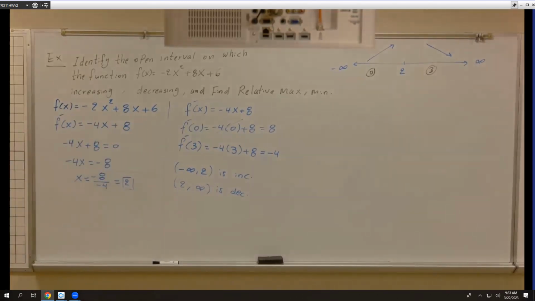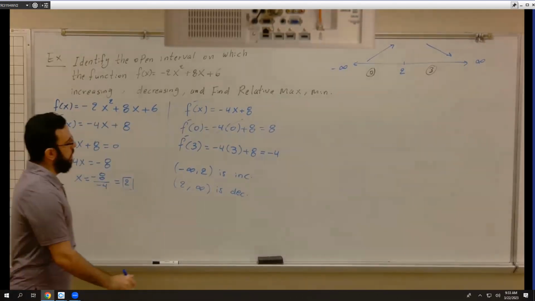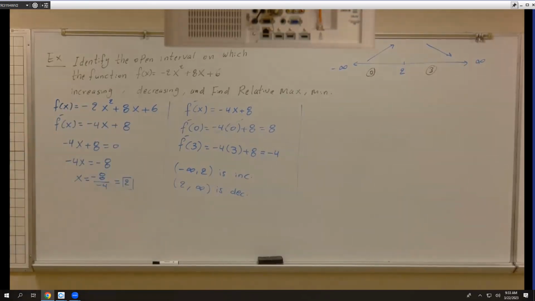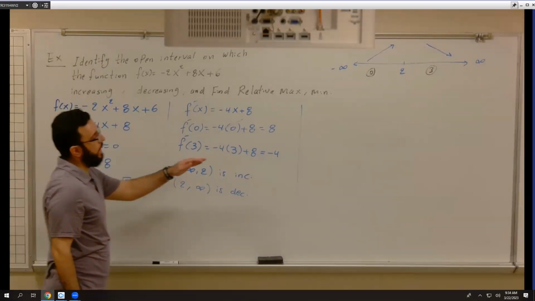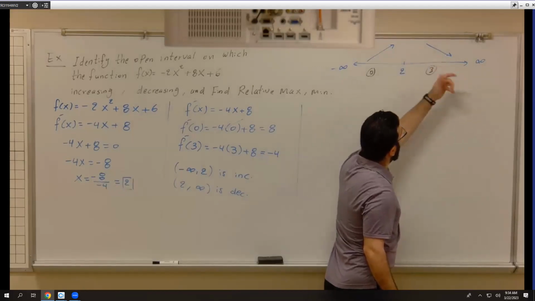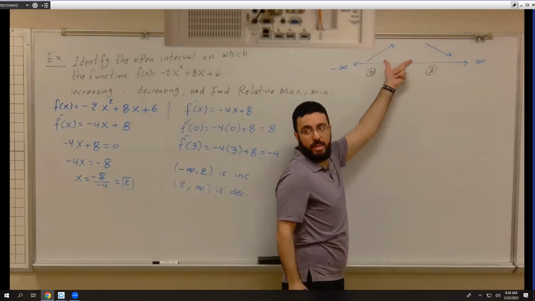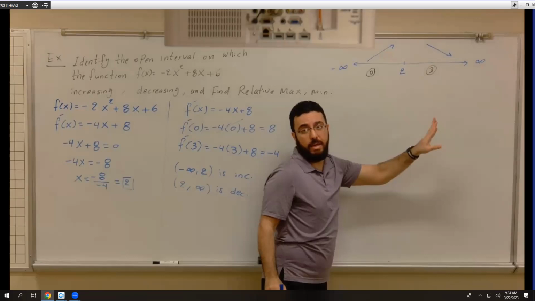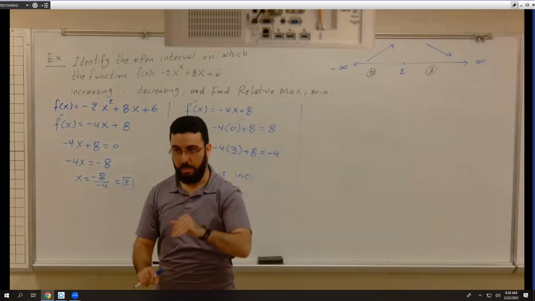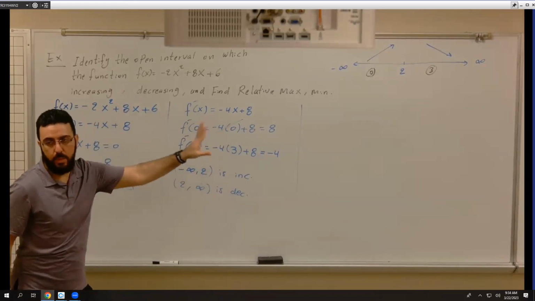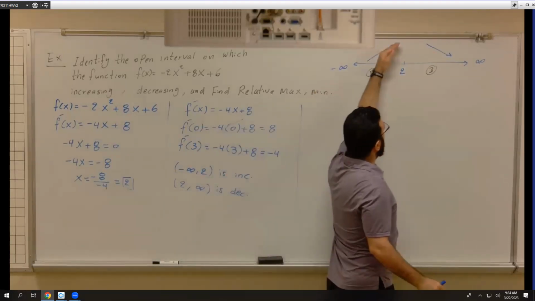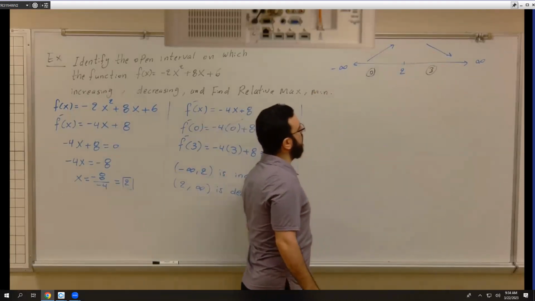So here's our interval. Now we need to find the relative max or minimum. Check the point at 2. The function goes up and then goes down, so this is a max. Be careful, sometimes you can have 2 critical numbers, so you have a maximum and a minimum. But with this example, we have only 1 critical number, so 1 maximum or 1 minimum. Going up, going down, so it's a relative max.